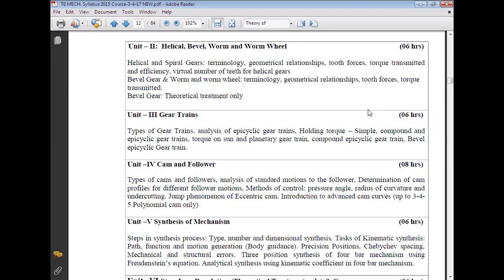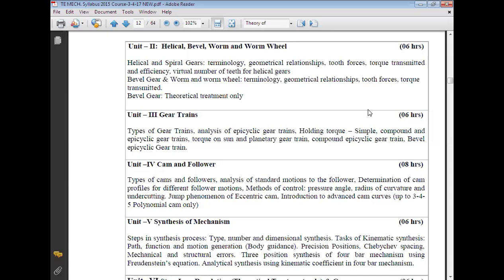And what are we going to study? Helical and spiral gears. In it, we are going to see the terminology of these 2 gears. Then we are going to see the different geometrical relationships. Then we will see the different forces which act on the tooth of a gear.